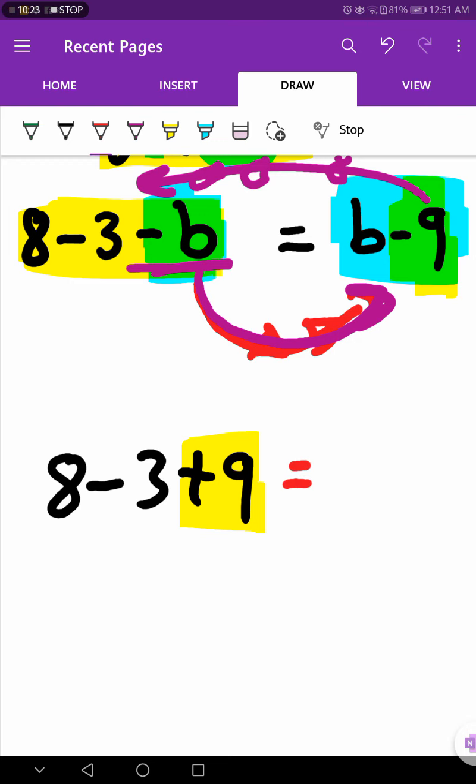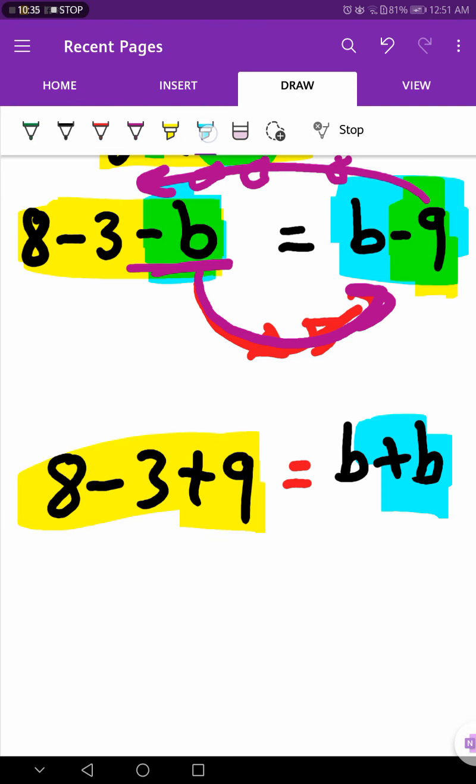Equal, I will move this here. It will be b plus b. Yes, b plus b. I move this here. Now this is the left side and this is the right side. 8 negative 3 plus 9. So I have 8 and I have 9, which is 17, and the grocery wants from me 3. So the left, or what I have inside my pocket, it is 14 for me.